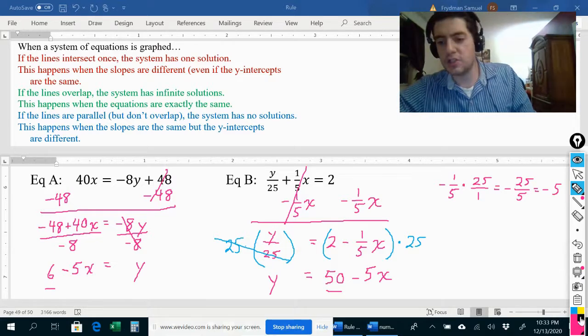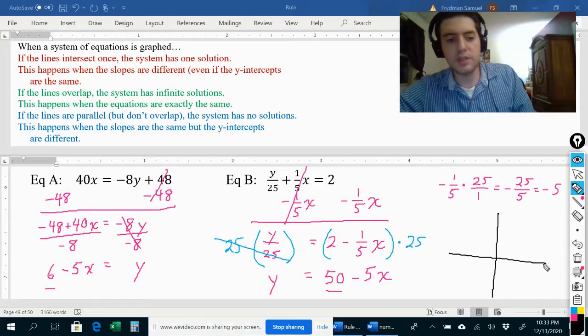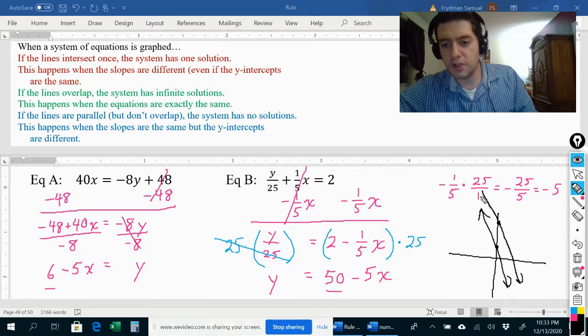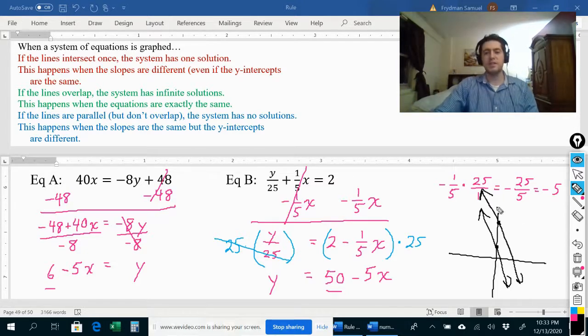So if I were to sketch this real quickly, I would see that here the y-intercept would be at 6. So let's say maybe something like that, and then the slope is negative 5. Here the y-intercept is at (0, 50), and the slope again is negative 5. So the y-intercepts are different, but the slopes are the same, which means these lines are parallel.